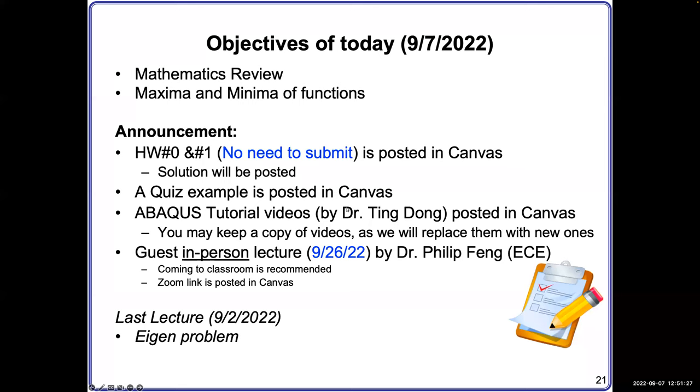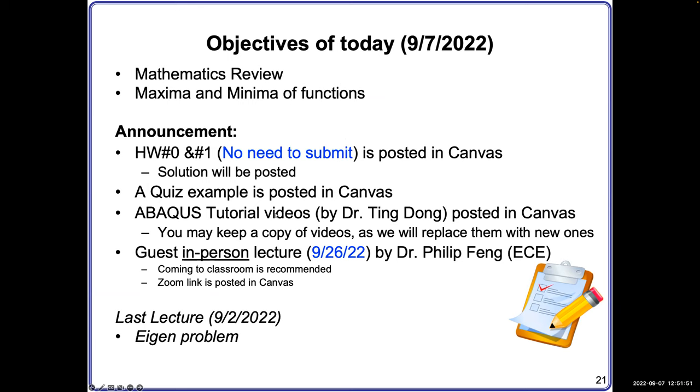So today we will finish up the mathematical review, and if we get time, we will start to talk about the first initial important concepts in the finite element that is called direct method. Okay, so we will start in this logical way, following the flow we discussed in the previous lectures.